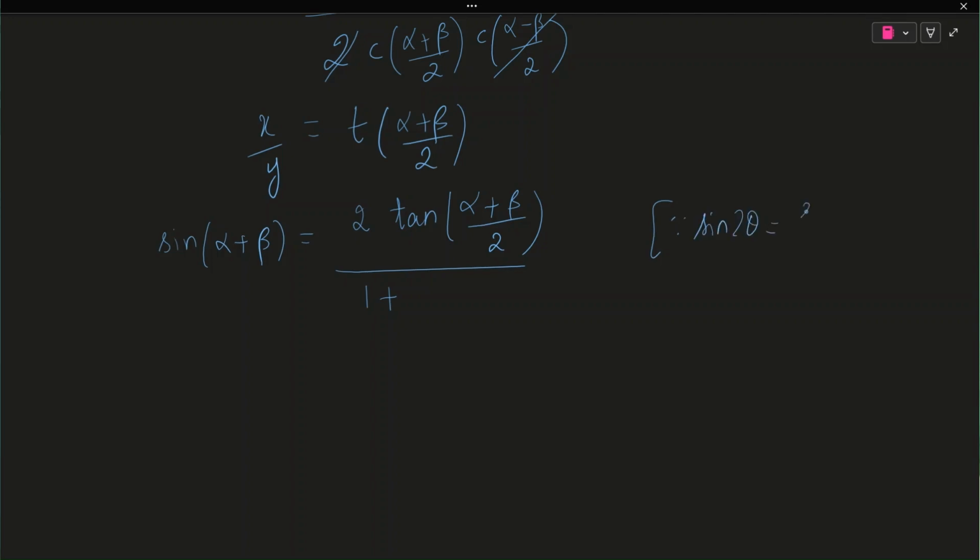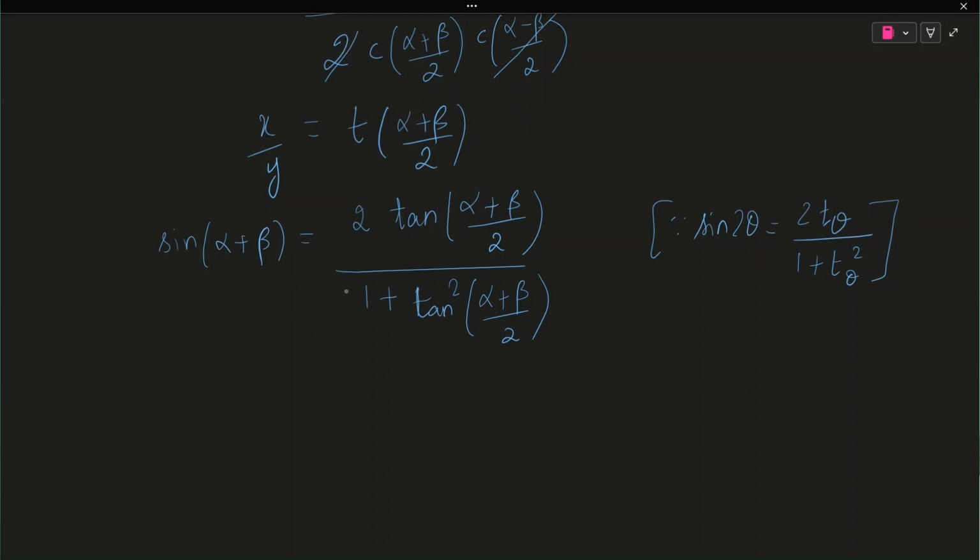equal to 2 tan theta divided by 1 plus tan square theta. So I'm just using that, tan square (alpha plus beta) by 2. Here it is alpha plus beta by 2 and here 2 times, so alpha plus beta, and here it is reduced to half, so alpha plus beta by 2. So hope you could understand this.